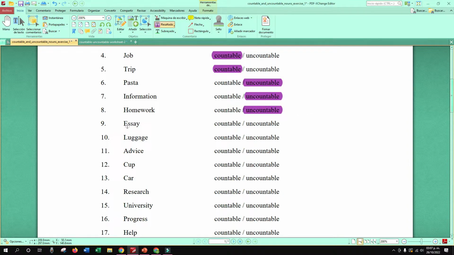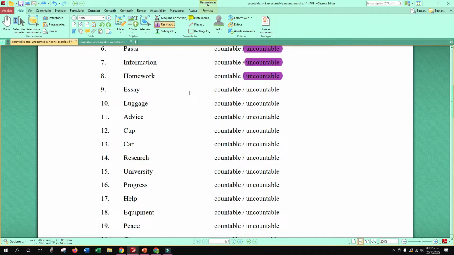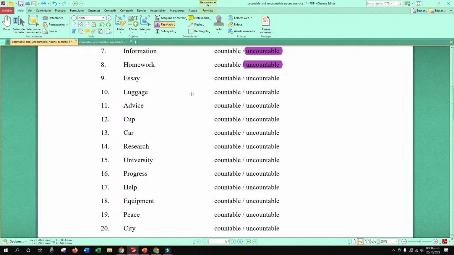What about essay? Countable or uncountable? Do you know essay, right? Ensayo. It will be countable or uncountable, guys? What do you think about it? Countable. Countable, yes, that is countable, right? Essay, countable, perfect.